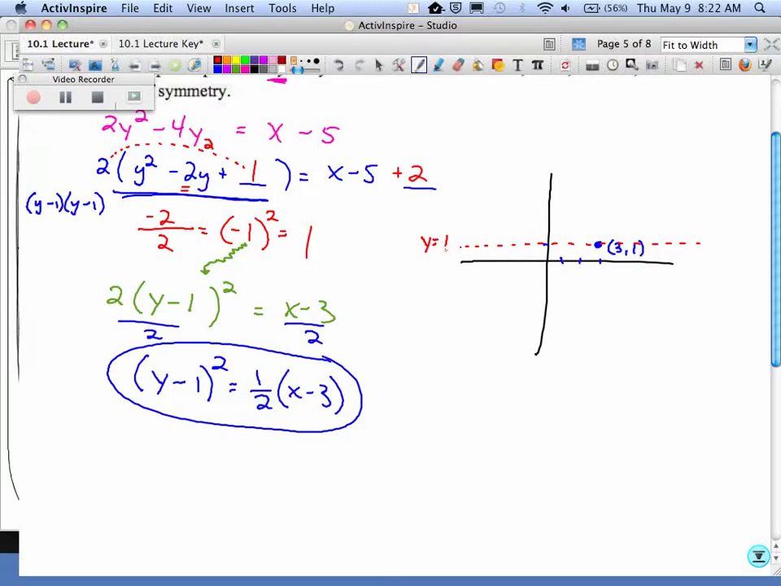How did you know it was left or right? Because the y is squared. When the y is squared, things are going left or right.